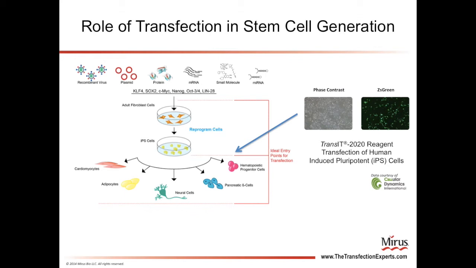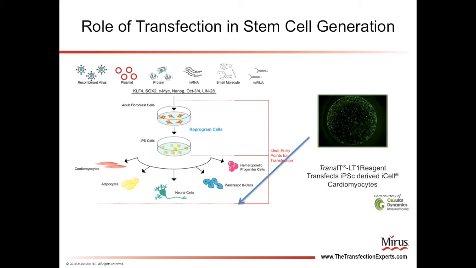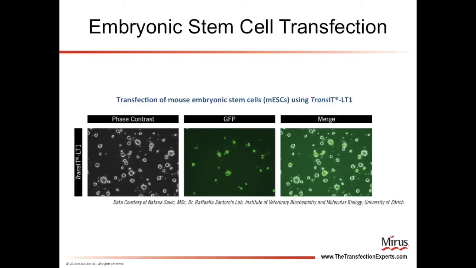Through a collaborative work with the stem cell technology company Cellular Dynamics, we have observed high-efficiency transfection of human iPS cells with plasmid DNA. We have also observed efficient transfection of iPS cell-derived cardiomyocytes. Importantly, not only reprogrammed stem cells, but stem cells isolated from embryos can be transfected as well, as we have seen in mouse embryonic stem cells using our Transit LT1 transfection reagent.